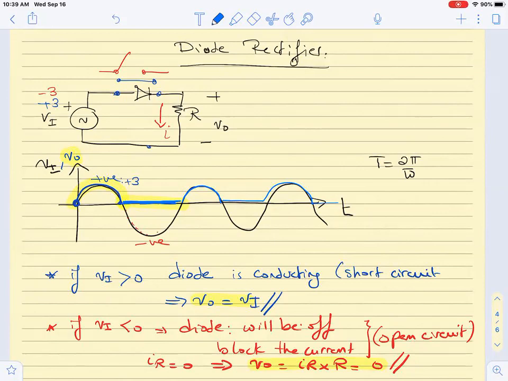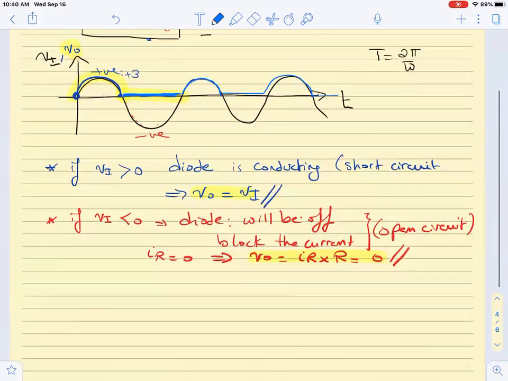Does this have an average value? First of all, the input, what was its average? Zero. Zero. The output, is the average zero? No. Why? Because the average of the output is the area under the curve and it's always positive. So there is nothing canceling anything.